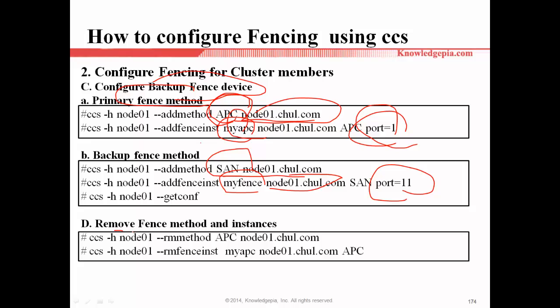If you want to remove, then use rm method APC like this. If you want to remove the specific fencing device like this, you can delete it.